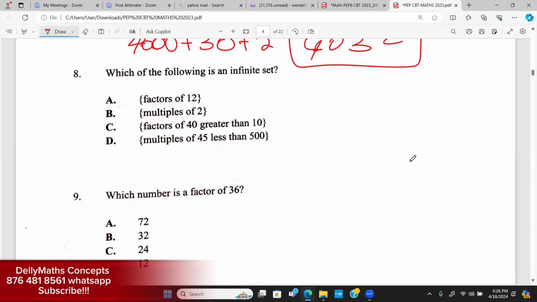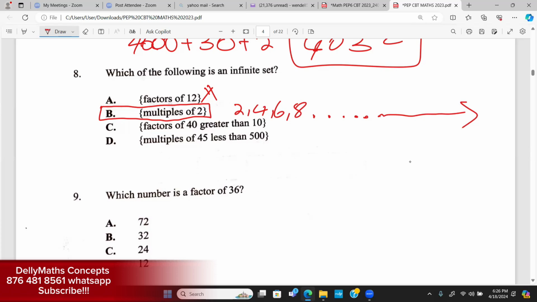All right, keep moving. Which of the following is an infinite set? So you know an infinite set goes on to infinity, it never stops. So factors, they're limited. Multiples of 2, though, never stop. So I like this. This is the answer because multiples of 2 would be your 2 times. And I'm not talking your timetable because your timetable stops at 12 twos, but this goes on to infinity. All right. So 2, 4, 6, 8, and so on. It goes on to infinity. All right. So that's the answer right there.